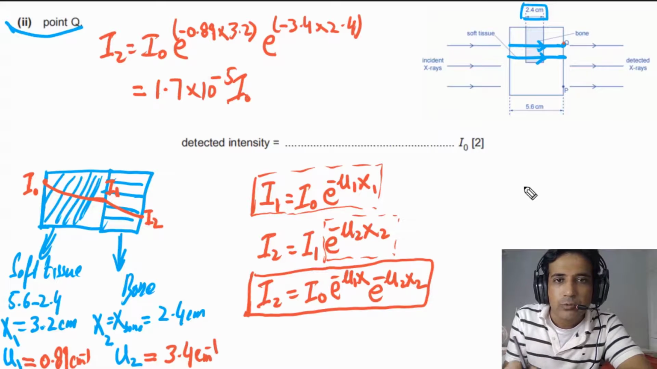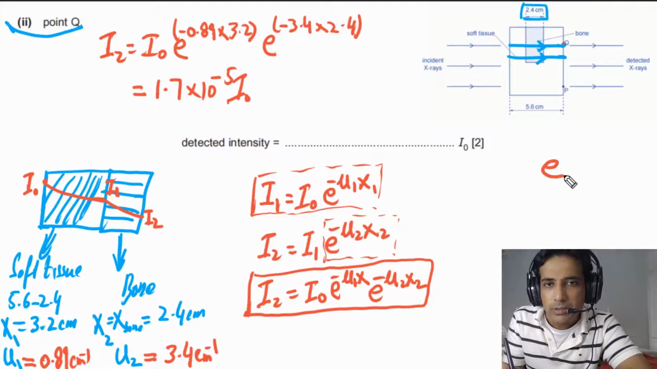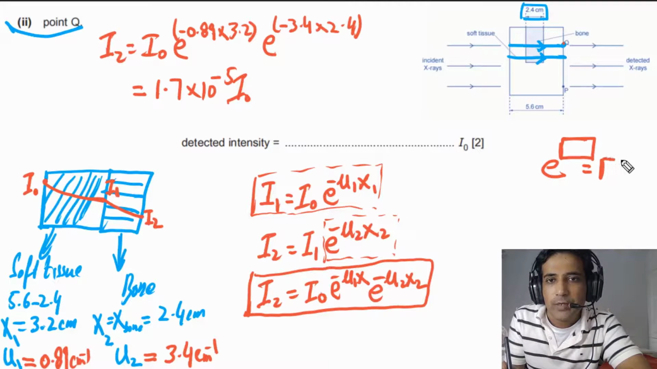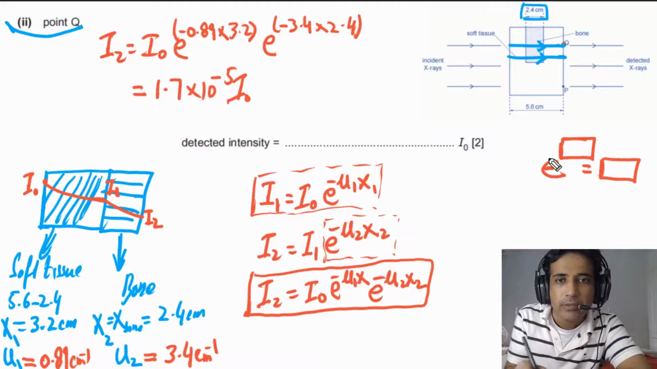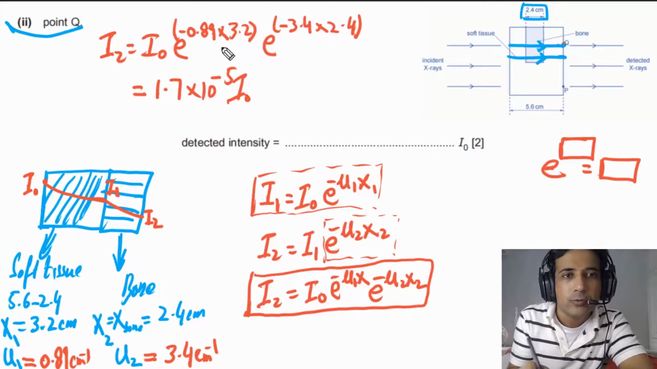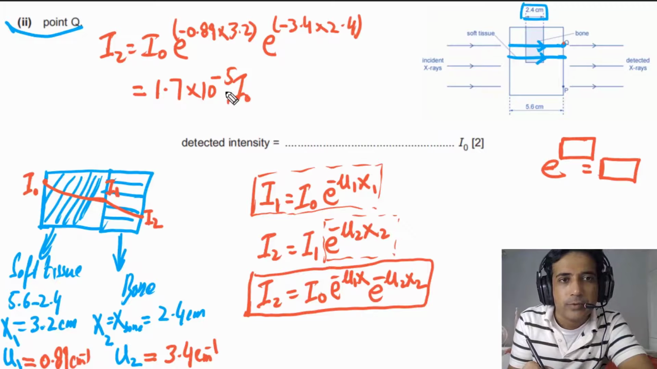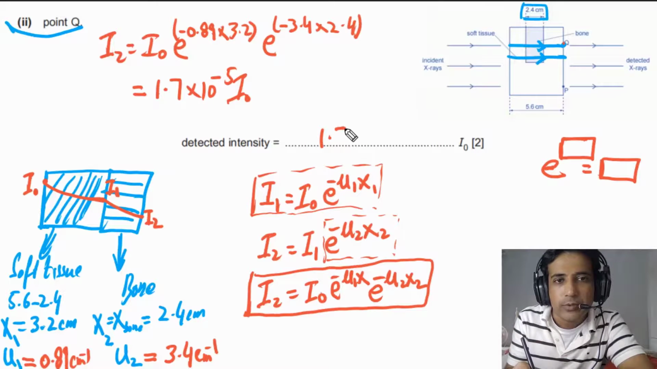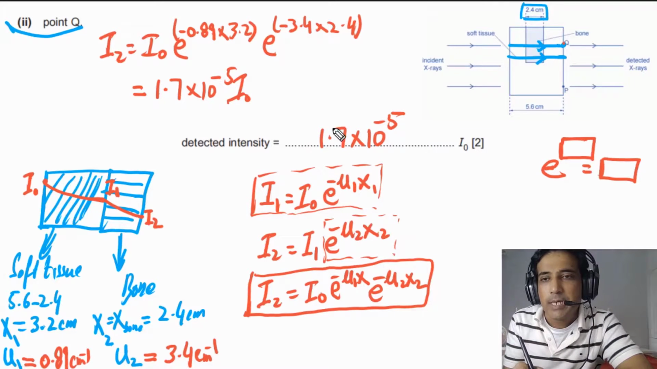Simply in your calculator you have the function e, and here you have the exponent, and then you can find out the value of this. Simply use this function and you have the power, and you can find out the answer. If you do this calculation, this will be the final answer. So we can write down the final answer is 1.7 times 10 to negative 5. This question has 2 marks.